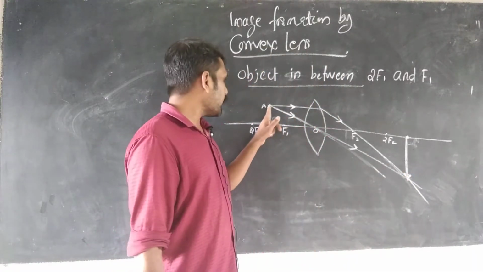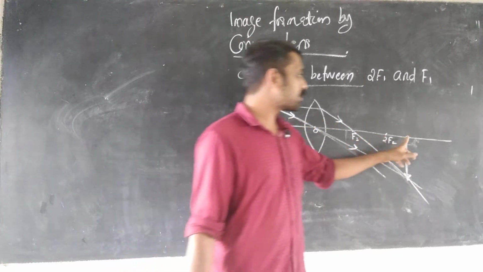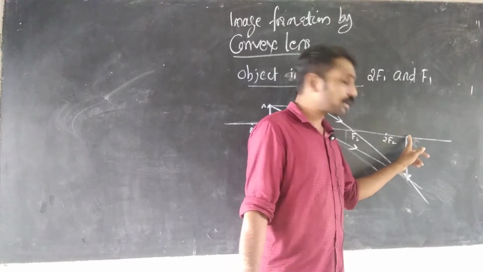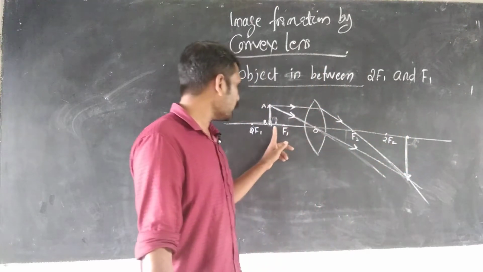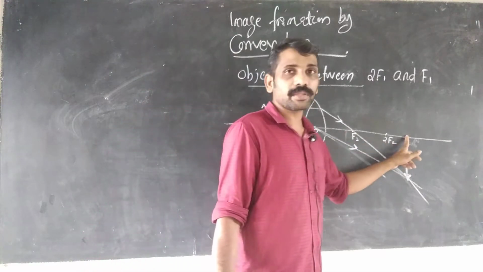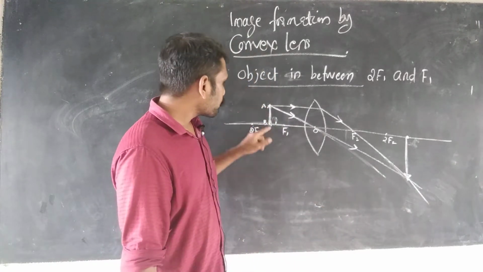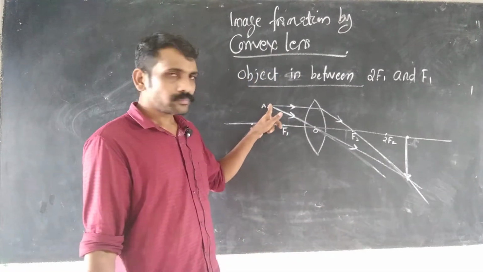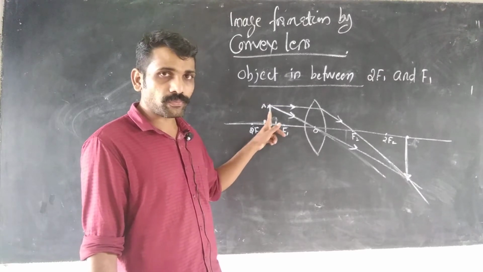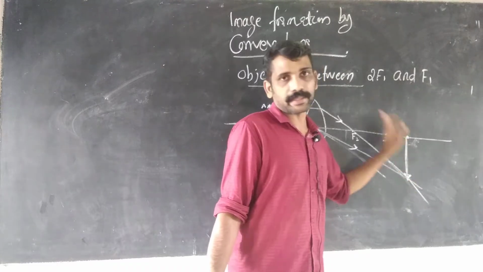Okay, and here the leg of the object is situated on the principal axis. Here also the leg of the image will be situated on the principal axis. The line connecting head and leg is a straight line in the case of the object. Here also the line connecting head and leg is a straight line.